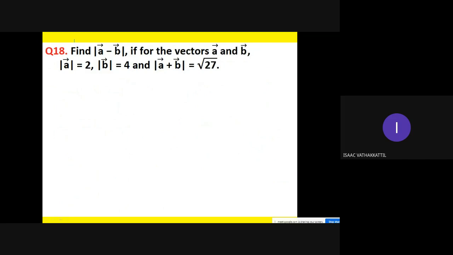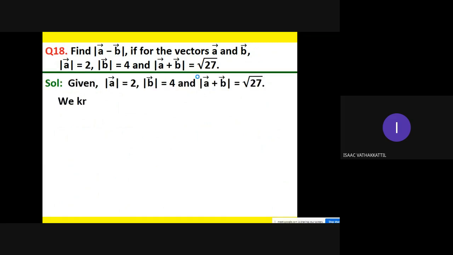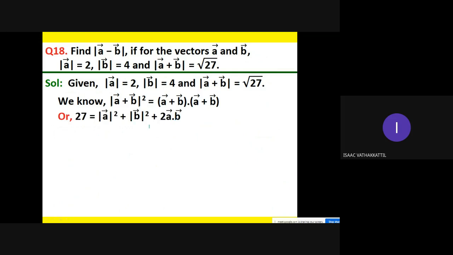Find magnitude A minus B, if magnitude of A plus B is root 27 and magnitude A is 2, magnitude B is 4. You know what is magnitude A plus B squared? It is magnitude A squared plus magnitude B squared plus 2A dot B. Magnitude A plus B is root 27, so magnitude A plus B squared is 27. From here we get 2A dot B because we know magnitude A and magnitude B.